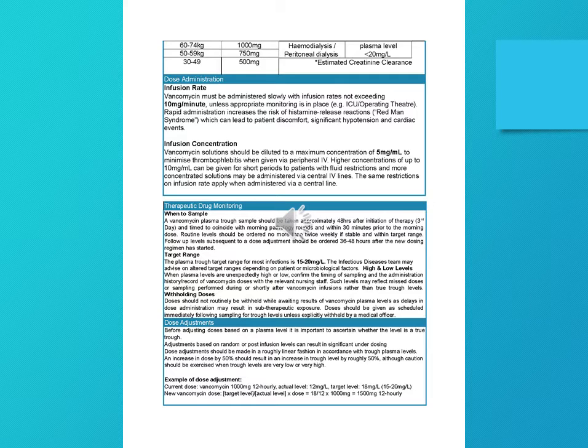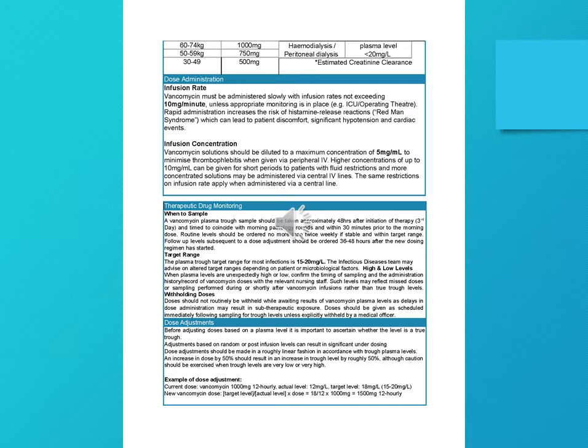Therapeutic drug monitoring. When to sample: a vancomycin plasma trough sample should be taken approximately 48 hours after initiation of therapy, day 3, timed to coincide with morning pathology rounds and within 30 minutes prior to the morning dose. Routine levels should be ordered no more than twice weekly if stable and within target range. Follow-up levels subsequent to a dose adjustment should be ordered 36 to 48 hours after the new dosing regimen has started.